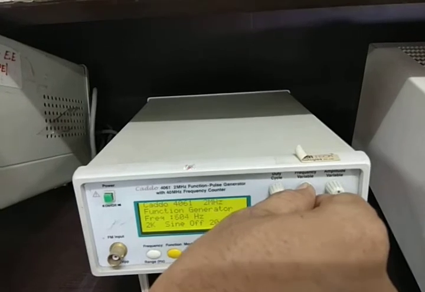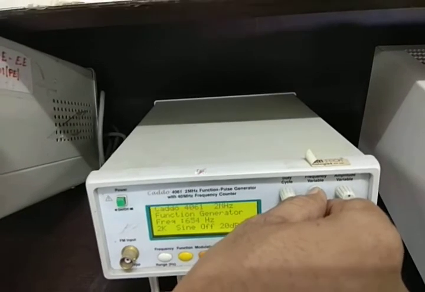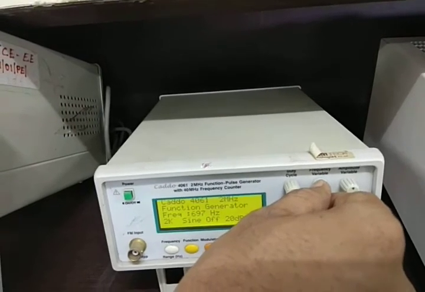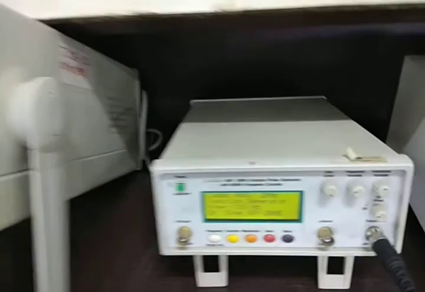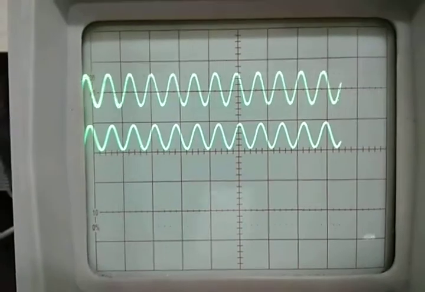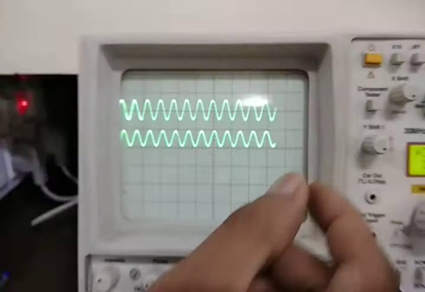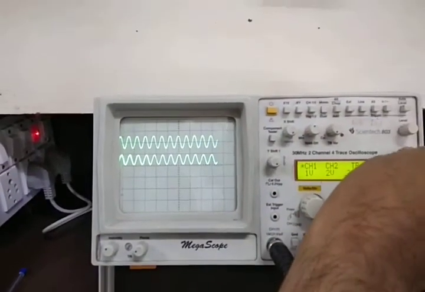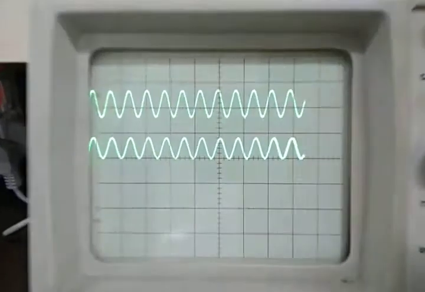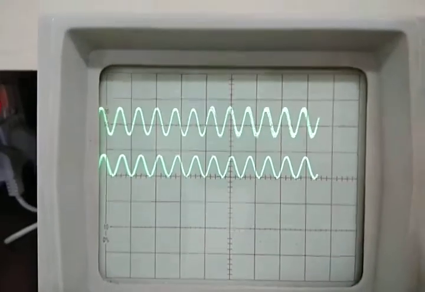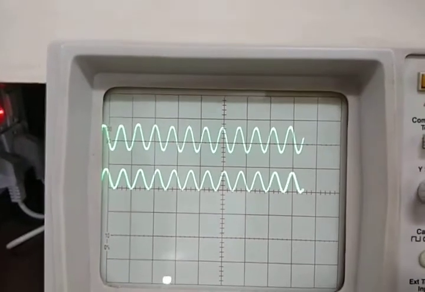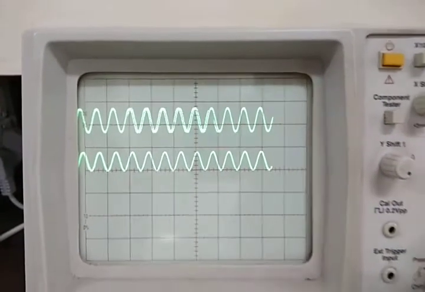So I am increasing now. So it is around 700 hertz. Okay. So for approximately 700 hertz frequency, it has decreased to a certain lesser value. So we can adjust here, Y adjustment, Y shift, second one. So you can see here, it is around 0.8 volts. So for 700 hertz frequency, it has decreased to 0.8 volts peak to peak output.